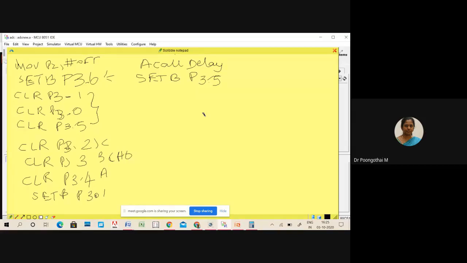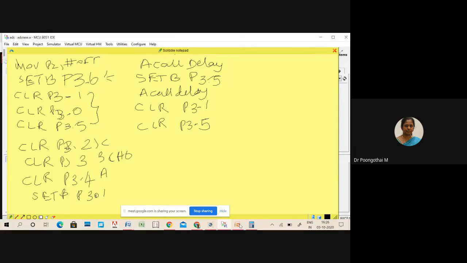So call delay, set bit P3.5 again. Call delay. Clear P3.1. So this instruction is used to make your ALE low, and next clear P3.5.